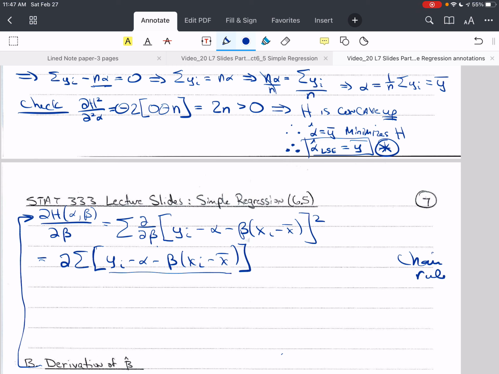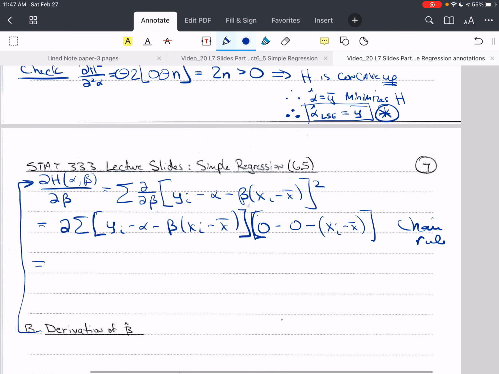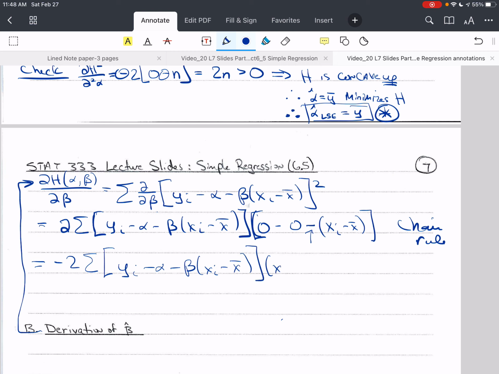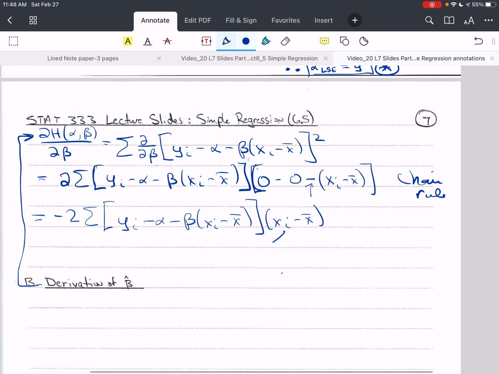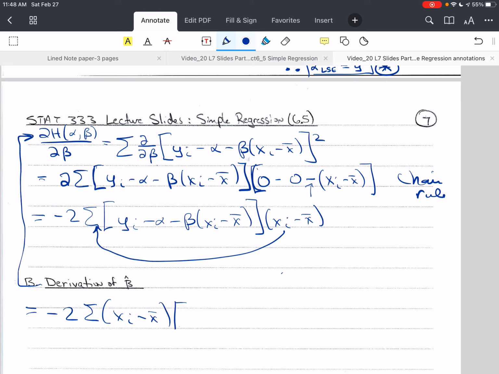And so I have to take the derivative of this quantity with respect to beta. So that's going to give me 0 minus 0 minus, this is now a constant with respect to beta, so it's going to be there, xi minus x bar, and then the derivative of beta with respect to itself is just 1. So don't forget the chain rule. So this is equal to 0 minus 0 is 0, but then I have minus here, so I'm going to pull that out to the front, negative 2, sum of yi minus alpha minus beta xi minus x bar, and then xi minus x bar. And I'm going to move this to the front here, and so I get equals negative 2, sum of xi minus x bar times yi minus alpha minus beta times xi minus x bar.